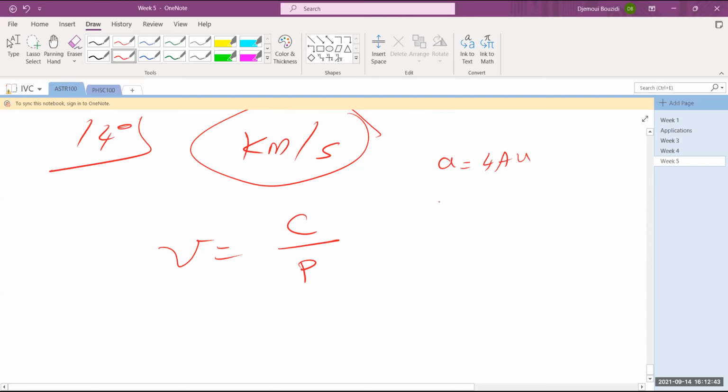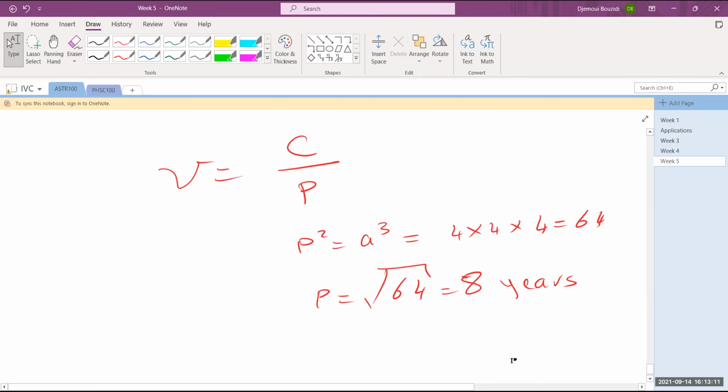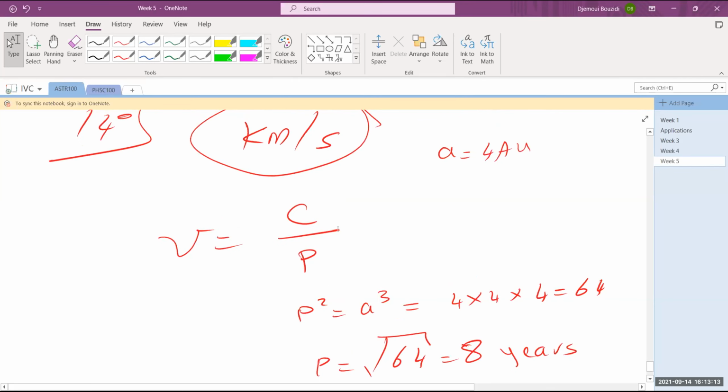I can find what P is using the fact that P squared is equal to A cubed, and A cubed is 4 times 4 times 4, which is 64. Check it again. So that means P is equal to the square root of 64, and that is 8. So it's 8 years. That is the period, but I need the circumference.